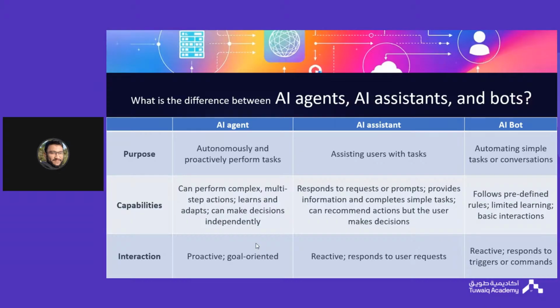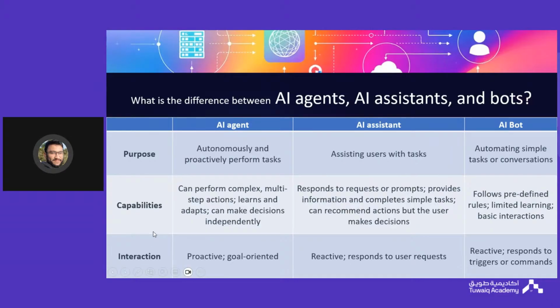As well as that, the capabilities of an AI agent, AI assistant, and AI bot are different. For example, an agent can perform complex multi-step actions, learns and adapts, and can make decisions independently. Whereas with an AI assistant, the user makes the decision. We need to understand that an AI agent makes its own decisions, whereas with an AI assistant the decision is with the user. An AI bot follows predefined rules, with limited learning and basic interactions.